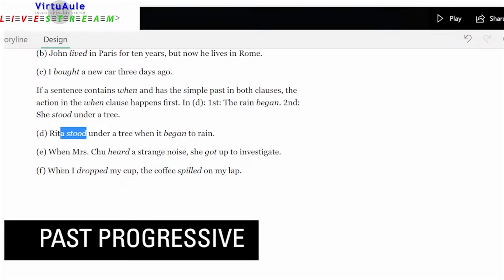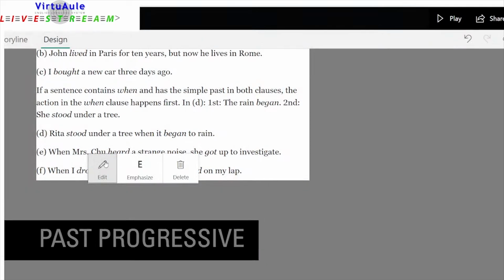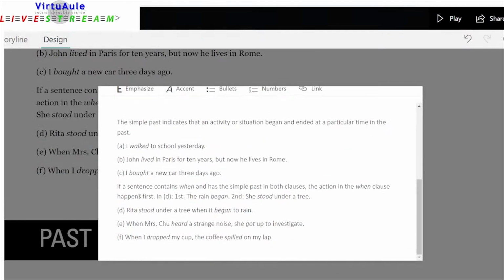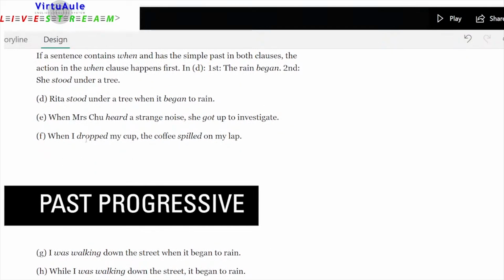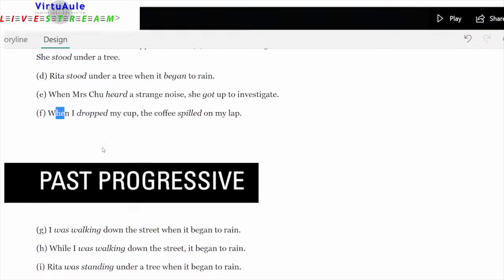No, doesn't make sense. E, when Mrs. Chu heard a strange noise, she got up to investigate. F, when I dropped my cup, the coffee spilled on my lap. So when you use when, the first action.